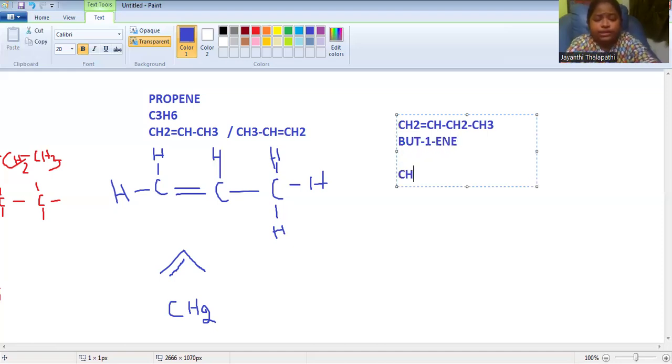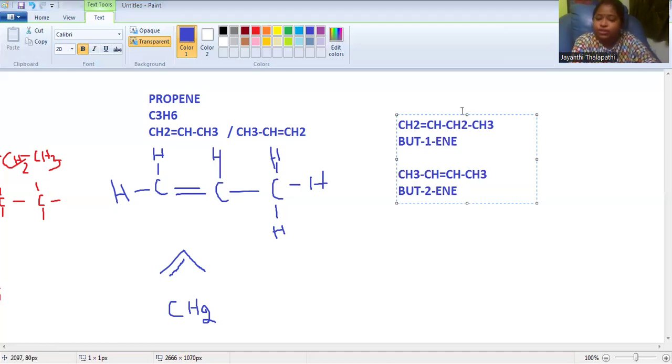And CH3 single bond CH double bond CH CH3. This is but-2-ene, right? So why but-2-ene? Because the double bond is with the second carbon atom. That is why but-2-ene. If the double bond is with the first carbon atom, it is but-1-ene. And the empirical formula will be CH2 only.